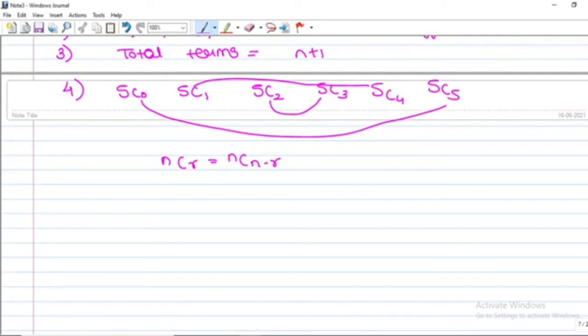Now we have seen the last property. One thing, although this is not a property, this is a formula which you need to remember, that is T(r plus 1), which was the general term, is nothing but nCr x power n minus r y power r. Just learn this, keep it in your mind, very important. This is the general term formula. After this, let's go for the questions.